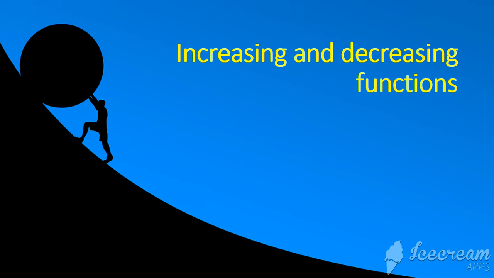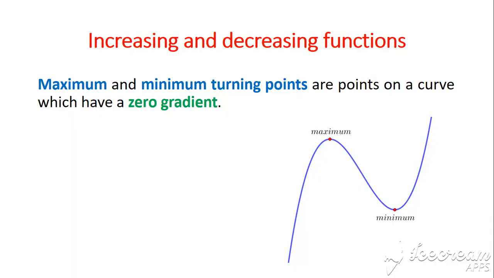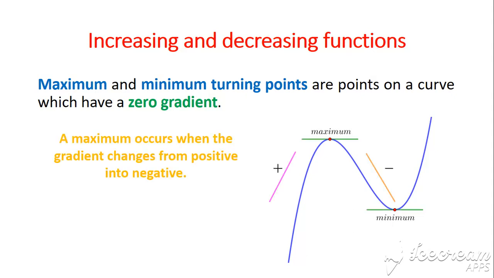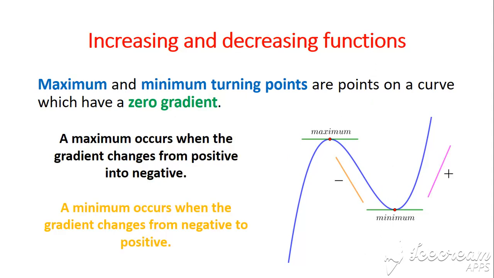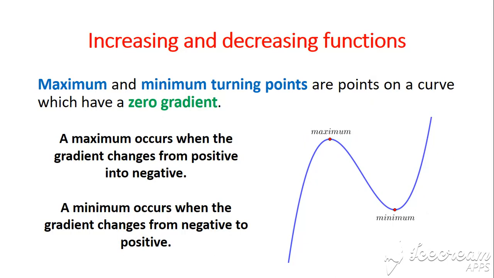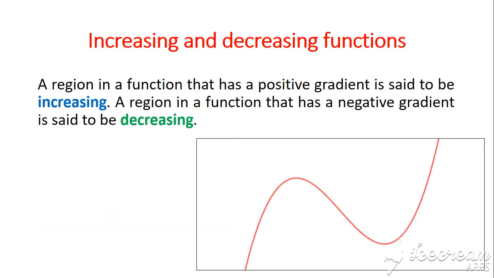Some questions in the exam often ask when are functions increasing or decreasing, and we're going to talk about that in this video. Quickly remember that maximum and minimum turning points are points on the curve with zero gradient. Maximums occur when the gradient goes from positive to negative. Minimums occur when the gradient goes from negative to positive, and all of them have a zero gradient.